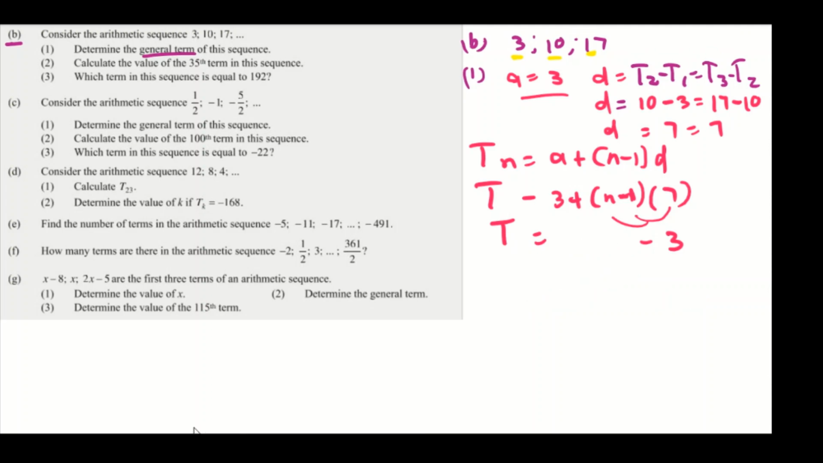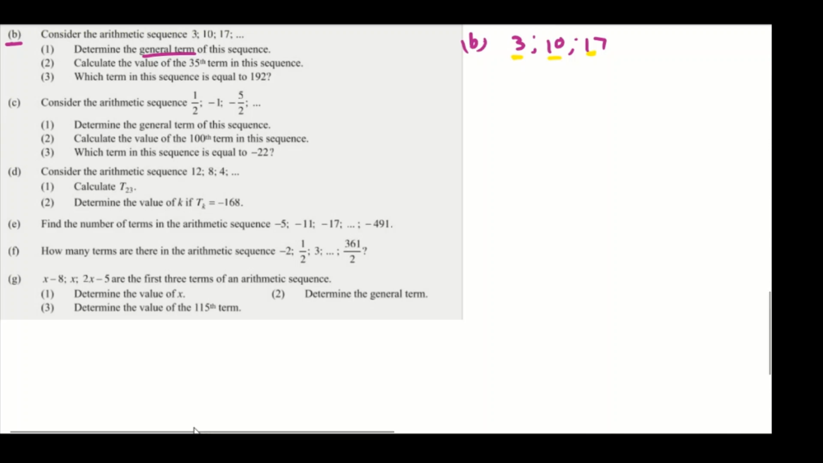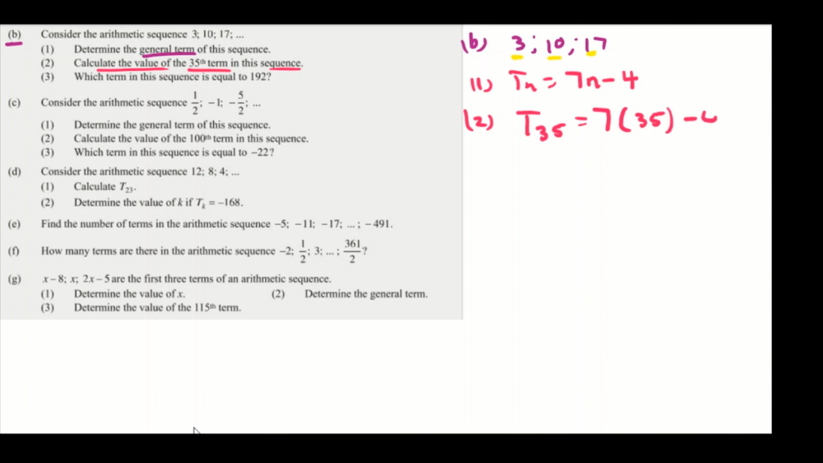So let me just do number 2 now of this question. So number 1, we know that the general term is equal to 7n minus 4. So number 2 is saying that we must calculate the value of the 35th term of the sequence. So T of 35. Where n is, we substitute 35, so it's going to be 7 times 35 minus 4. So T of 35, you're going to punch your calculator to get the value, which is 241, right?